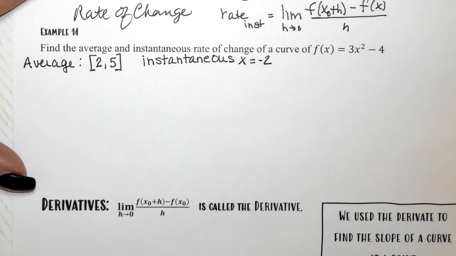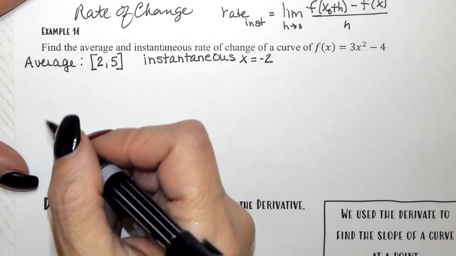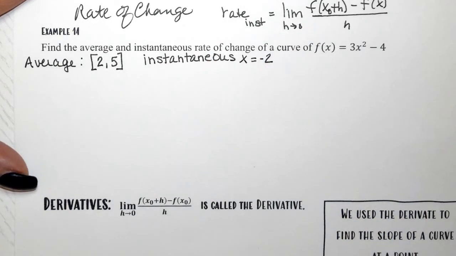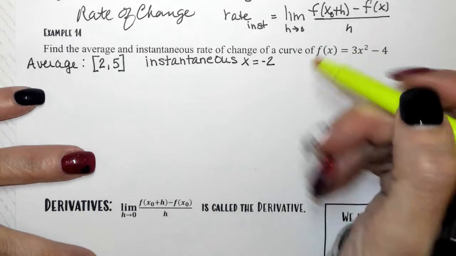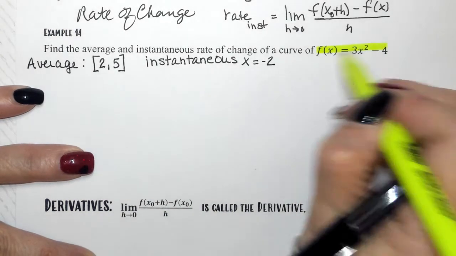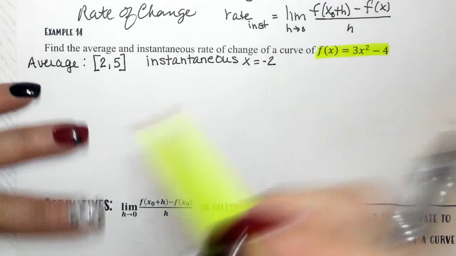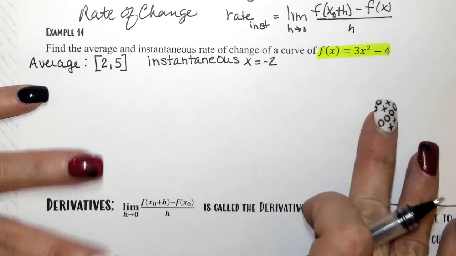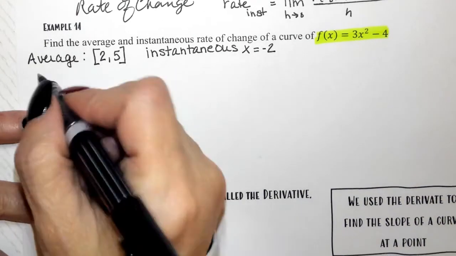Okay. So for the average, let's just use this function here. Let me highlight it so I can find it a little faster. And I'm sure in class I probably had you guys just do these on your own. I probably did not work them with you.